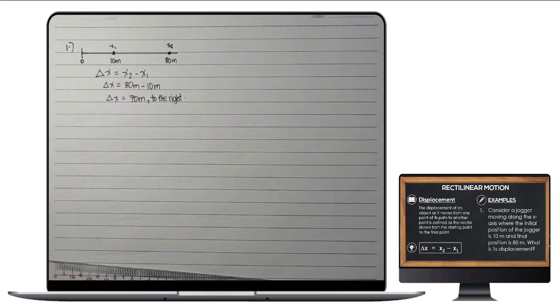Again, displacement is a vector quantity. It involves both the magnitude and the direction. Okay, so let's have another one.